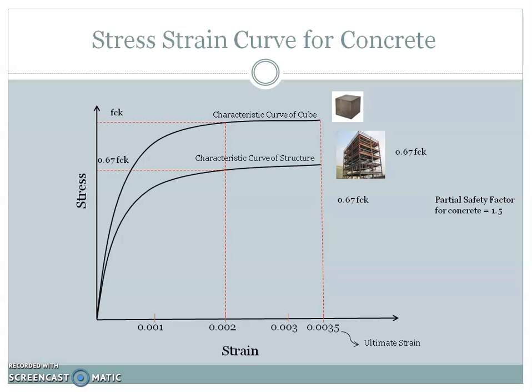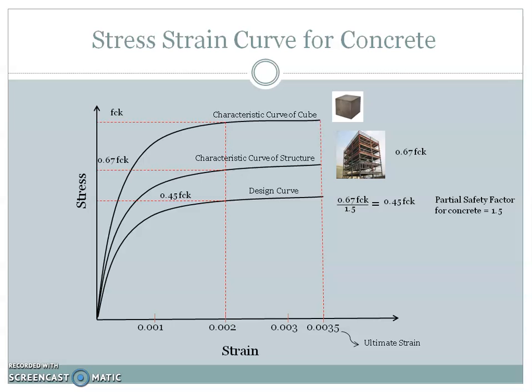So by considering the safety factor, we divide this 0.67 fck by 1.5, which is equal to 0.45 fck. So the curve will be something like this. This curve is called the design curve. So we are going to consider 0.45 fck as the design stress and 0.0035 as the ultimate strain. So this is the final stress strain curve for concrete.